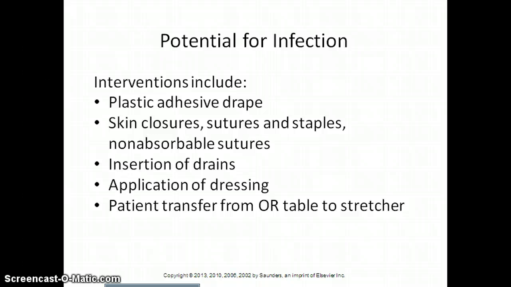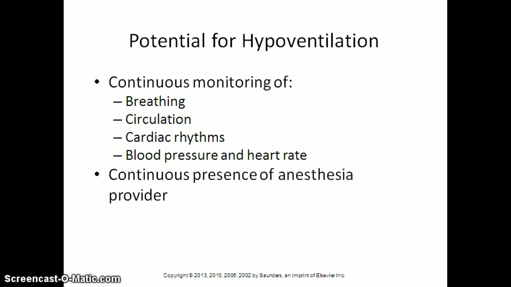And then patient transferring from the OR table to the stretcher. It's just going to be important to maintain our patient's safety, utilizing a roller board or a lift sheet to move the patient from the operating bed to the stretcher. Sometimes patients will be able to move themselves, but we want to make sure that they are safe and reduce any potentiality for infection. Potential of hypoventilation.